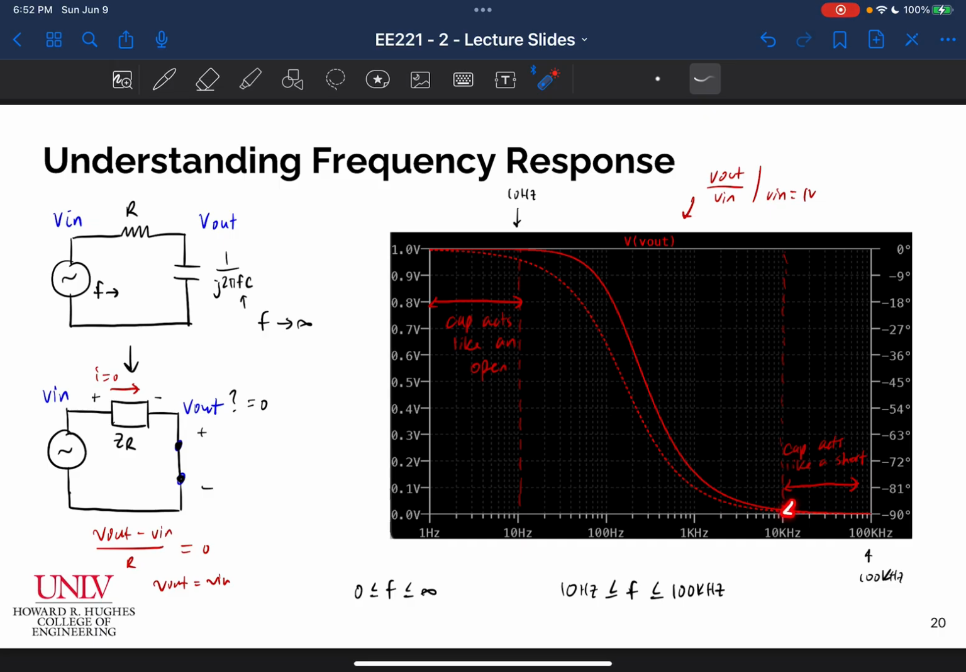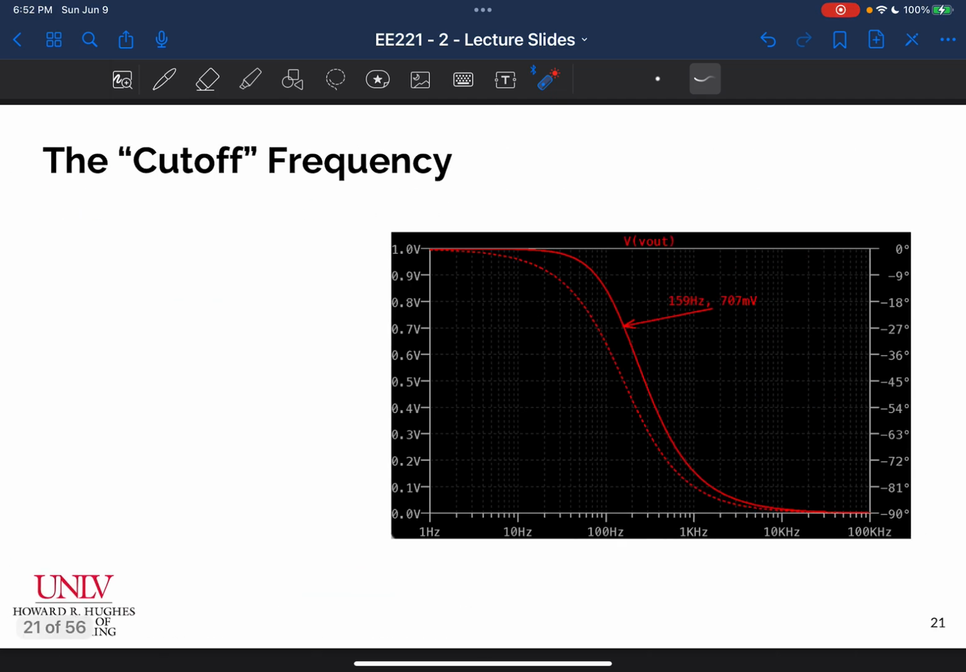Out here, the capacitor basically acts like a short, so for this range of frequencies all the way out to infinity, the capacitor acts like a short, and that's why we get an output voltage of 0. And in between is where all the interesting stuff happens. I just wanted to leave you with that so it was clear what I was talking about in the previous video.